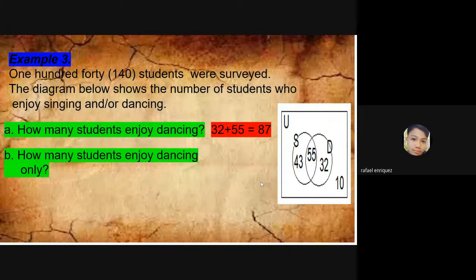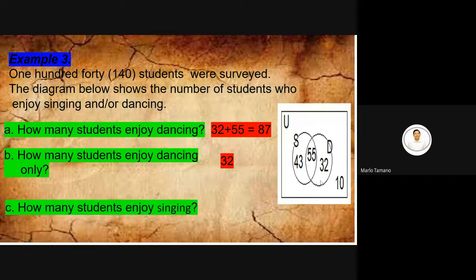Mateo, sir. Angela Cruz po. May nauna na. Enriquez. Go. 32 po. Enriquez. That is correct. 5 points. So, eto lang po yung only. Yung region na kung saan only lang po ito, yung tinuturo ko sa cursor ko. Okay? How many students enjoy dancing only? That is 32.